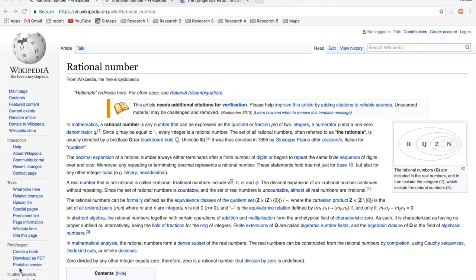So in order to talk about irrational numbers, we need to start with talking about what a rational number is. Here I'm at Wikipedia, and under rational numbers, it says, in mathematics, a rational number is any number that can be expressed as the quotient or fraction p over q of two integers, a numerator p and a non-zero denominator q. Since q may be equal to 1, every integer is a rational number.